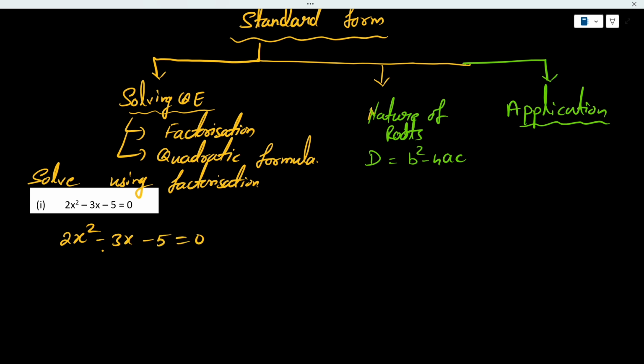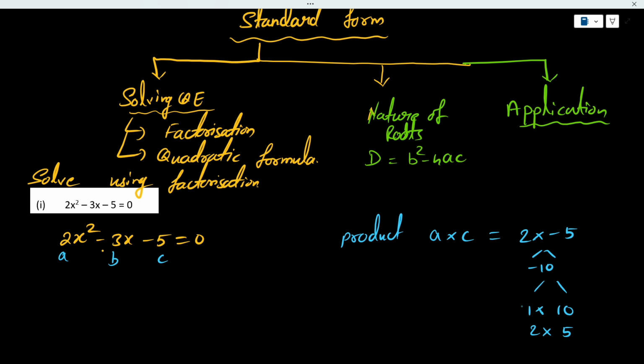So what is your a here? The coefficient of x squared is always a, the coefficient of x is b, and the constant term is called c, right? So you always take the product of a and c. What is the product here? 2 times minus 5, which is minus 10. Now for minus 10, you are going to list all the factors: 1 times 10, 2 times 5, and 5 times 2. That's the repetition, so these are the two pairs.